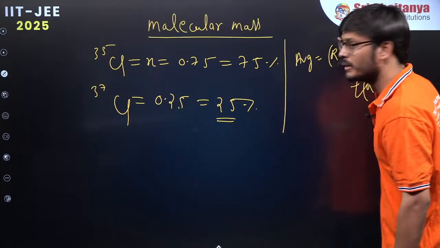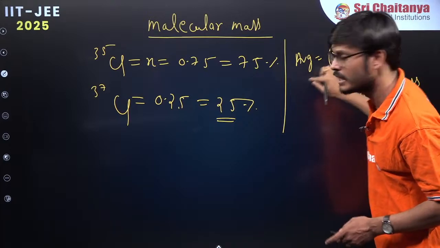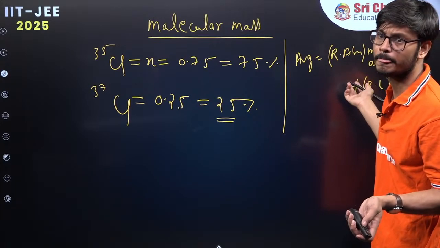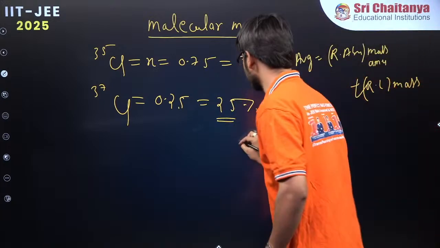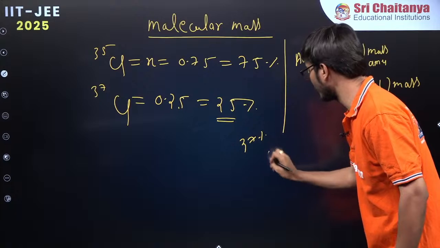If you are writing abundance in terms of percentage, please remember guys, divide by 100. If you are simply writing a number, no need to divide. So let us say if it is given 37%, if you are writing percentage, divide by 100, or simply we can write 0.37.